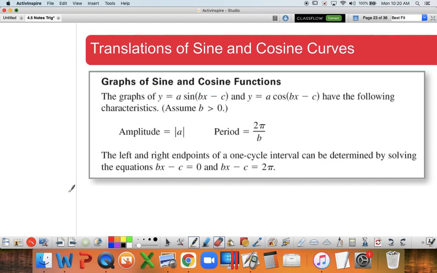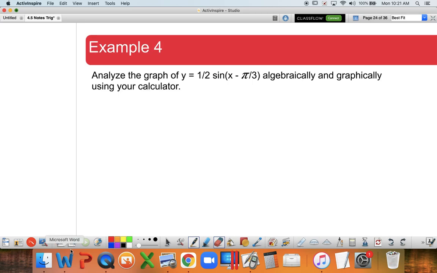Here kind of sums it up. They're trying to add more and more to this box as we go through all these things. We have our amplitude, we have our period, and then here we have the left and right endpoint. So here, we've added more stuff. This is a good box to summarize what we've learned so far. So let's look at a couple of examples.